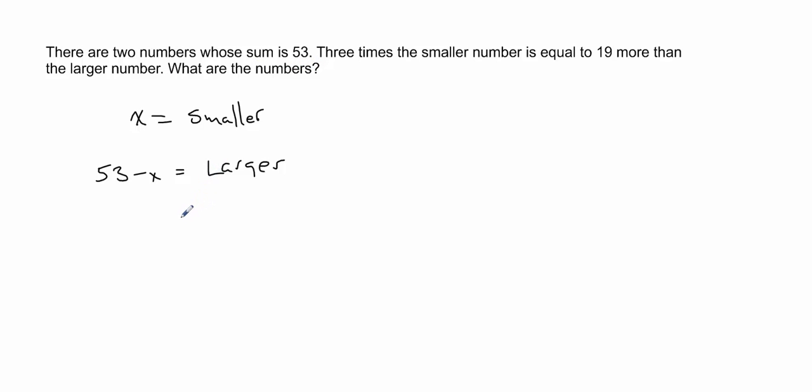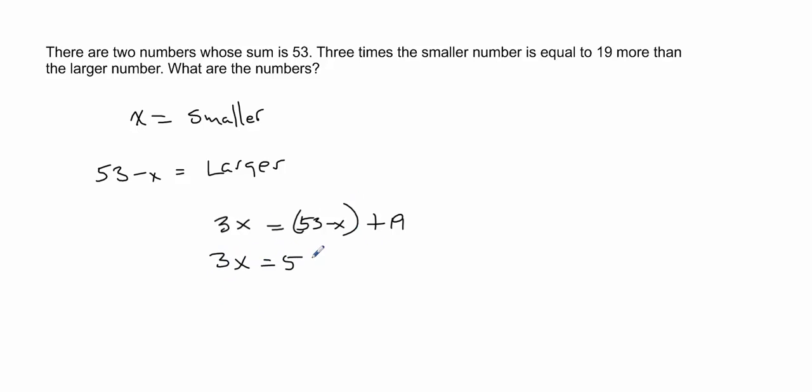So we're going to say, let's read it correctly. 3 times the smaller number is equal to 19 more than the larger number. So 3 times the smaller number is 19 more than the other number. So I'm going to have to add 19 to the other part, and the other part, of course, is 53 minus x. And then from here you can just solve for x.